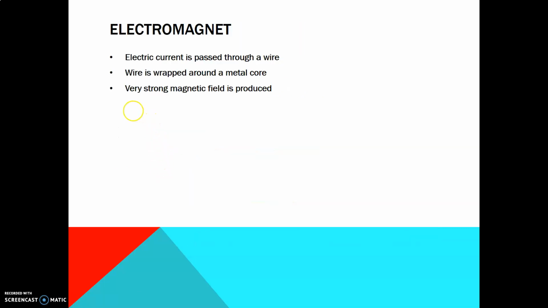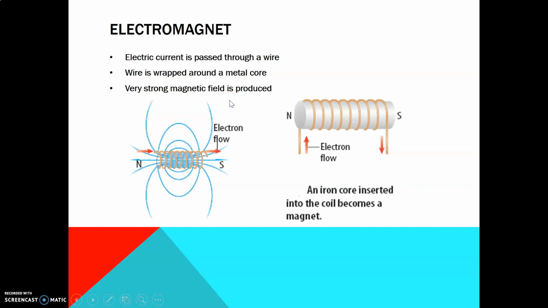An electromagnet. So electric current is passed through a wire, as we know. That's how we're able to have electricity. We have a bunch of wires through our walls and ceiling and floors. If we wrap a wire around a metal core, that metal core can be any metal material, let's say a nail, we can produce a very strong magnetic field. So here's what I mean.